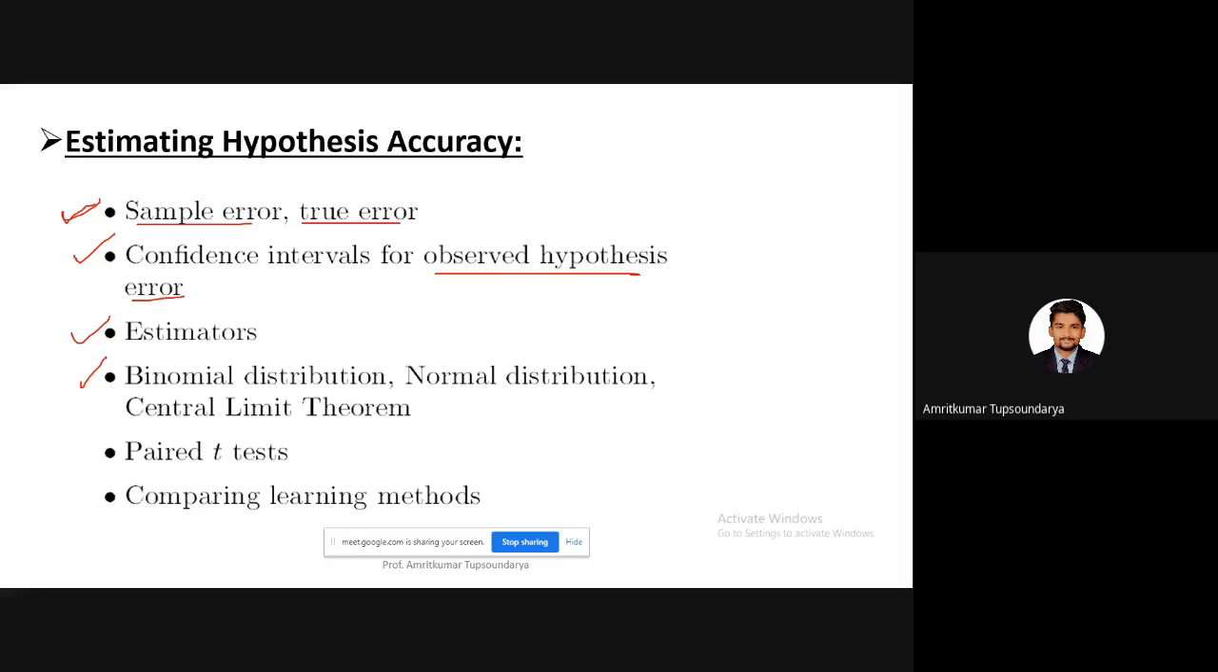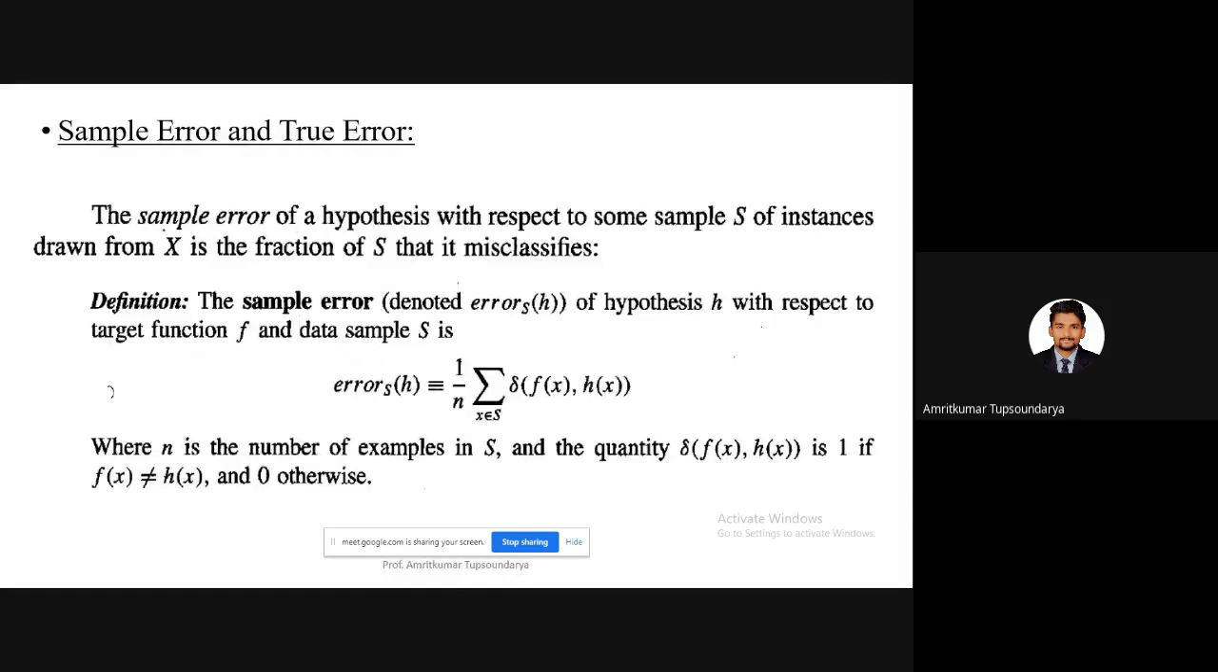Then we are going to discuss the binomial distribution, normal distribution, and the central limit theorem. Then we are going to discuss paired t-tests, and ultimately comparing the learning methods. Let us start first with understanding what we mean by sample error and true error. As the name suggests, a sample error is something that we have got as an example, as a sample, a specimen, which is not the actual error. And the true error is something which is existing, which is real.